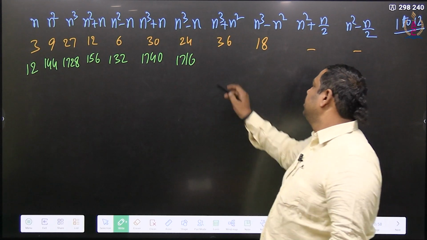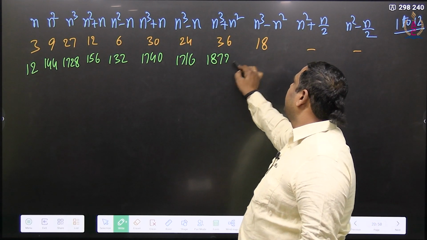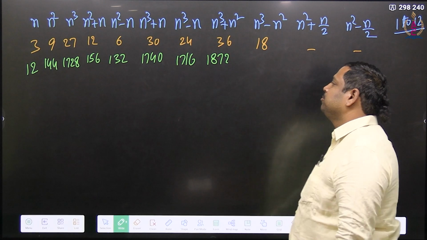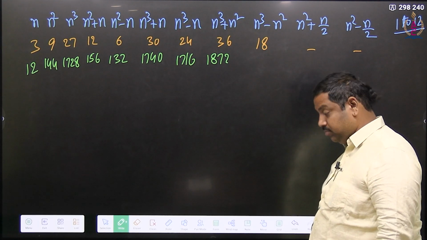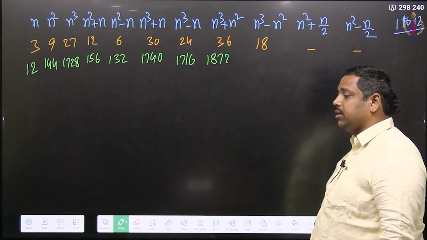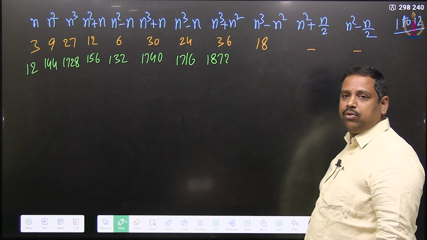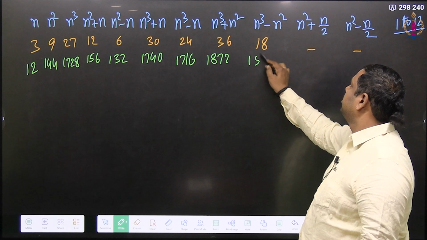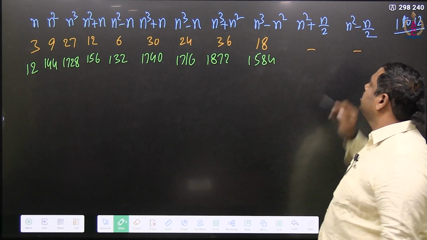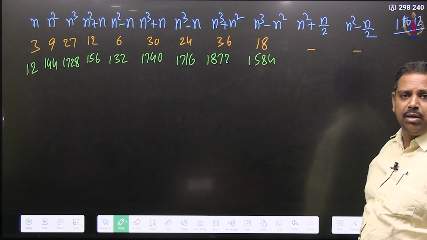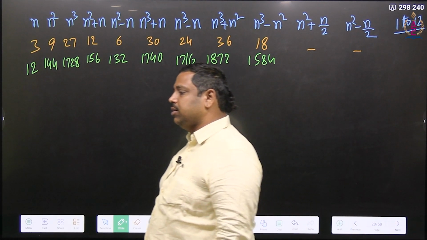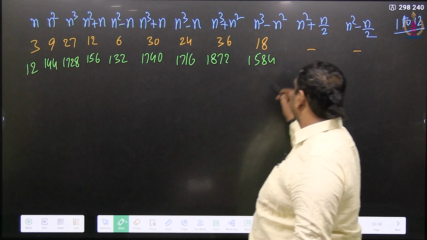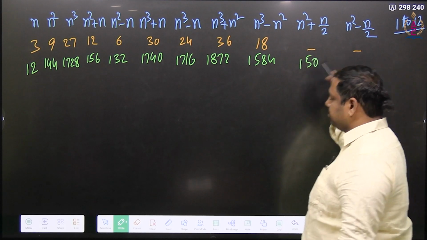1872. Good. n cube minus n square. Do it again. 1584. We have to work out these two also, n square plus n by 2, because here you won't get a decimal. 150, good. What's the next?